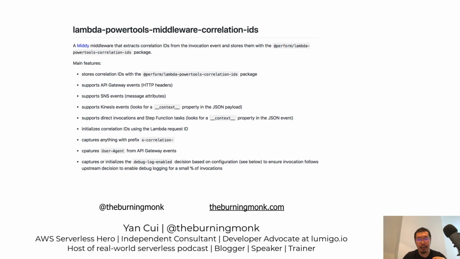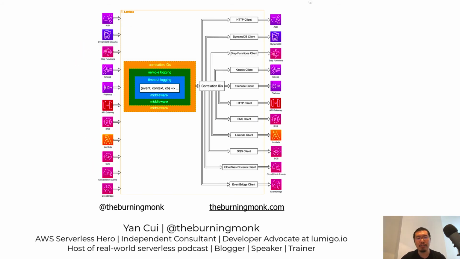And of course, we've got other things as well that allow you to send those correlation IDs outwards to other API calls, other services. And right now, our tools support a whole range of different services from ALB, API Gateway, DynamoDB streams, Kinesis streams, Firehose streams, SNS, SQS, EventBridge, Step Functions, as well as direct Lambda invocations. So most of the services that we use, or at least most people use on a daily basis.